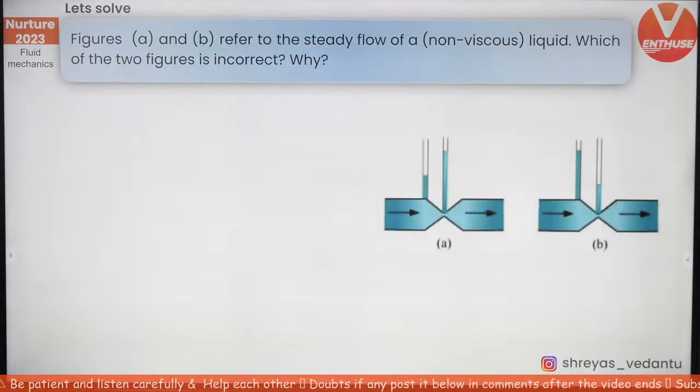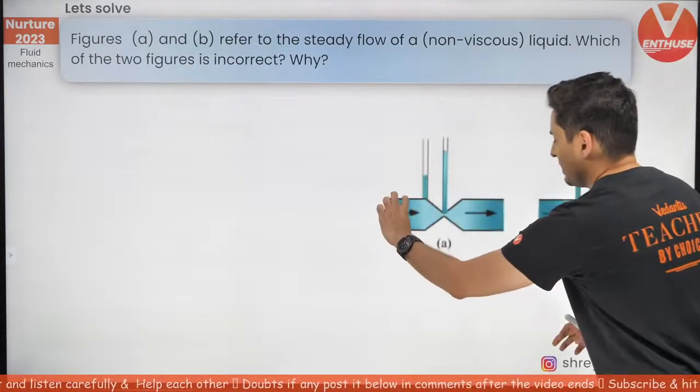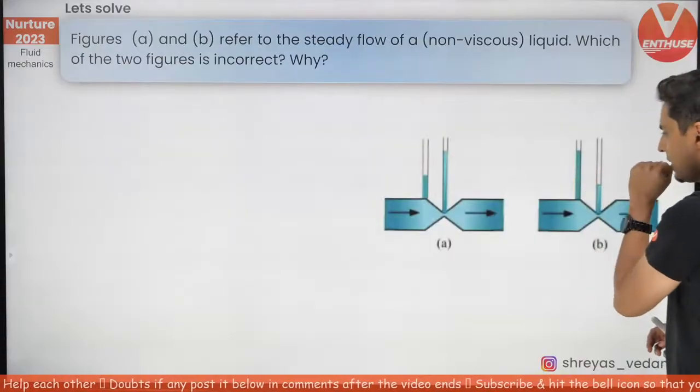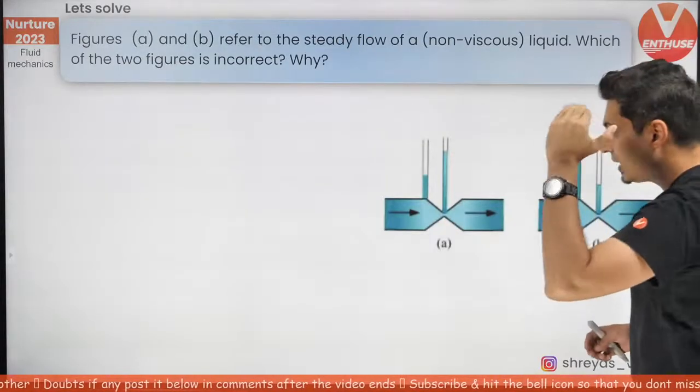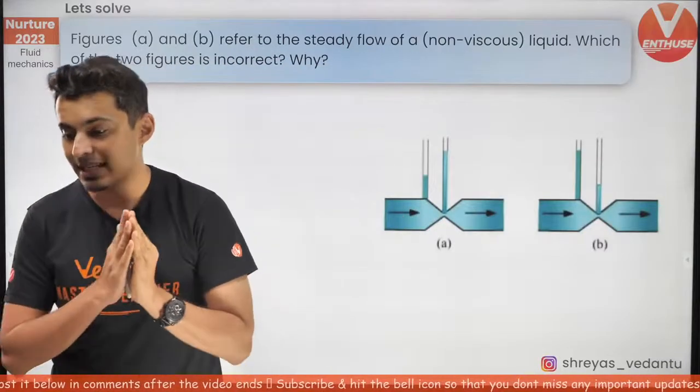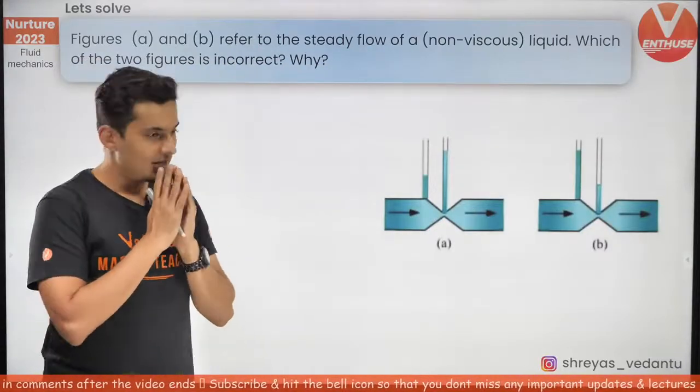Come on, figure this out. Look at this. The pipe is small here. The liquids are different in height. What is causing that difference? Try to analyze. Use Bernoulli's principle. Somebody is saying B is incorrect, A is correct.